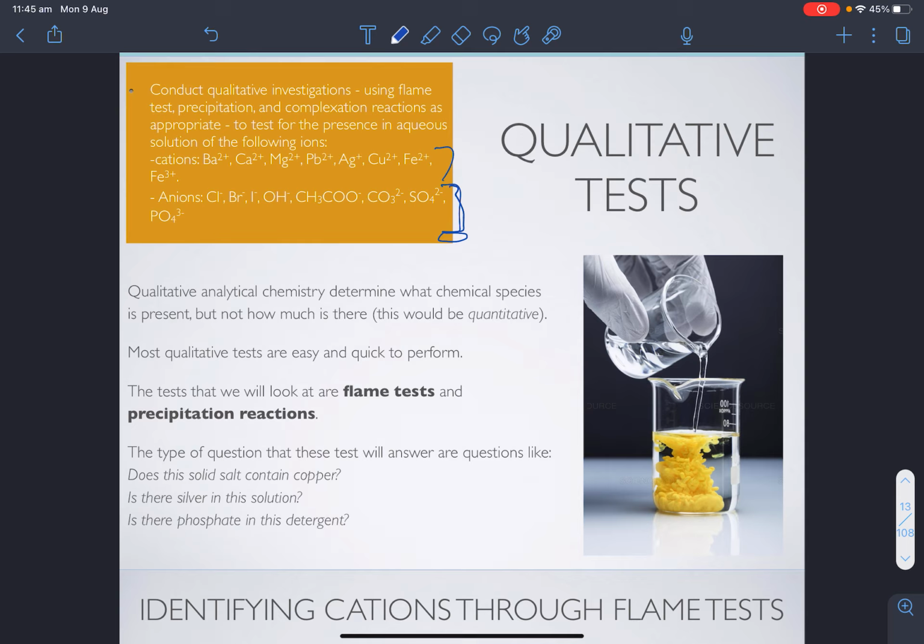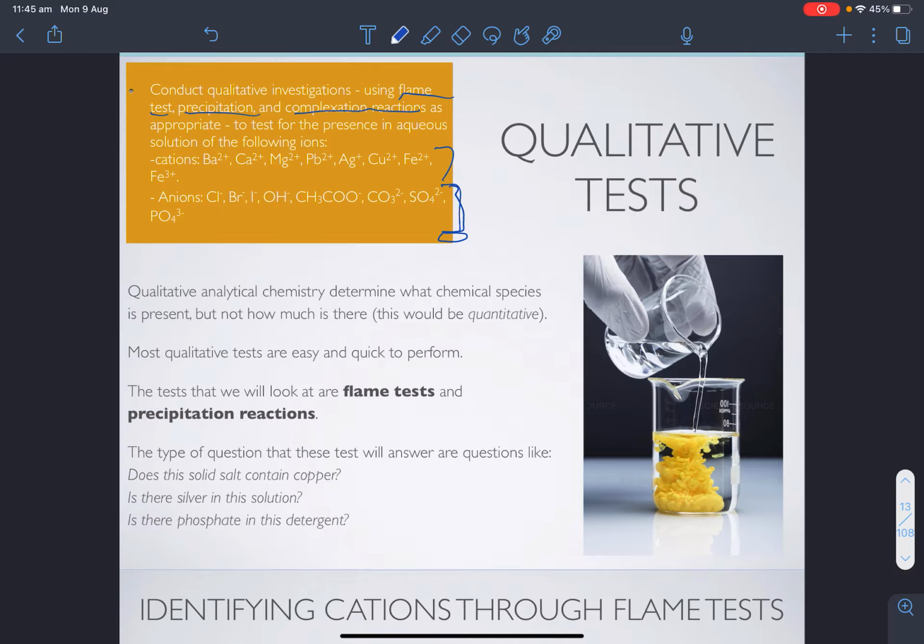Okay, so 3 processes: flame tests, precipitation and complexation reactions. Precipitation and complexation reactions I've grouped together. So first we're just going to talk about flame test, and we've already done that in module 1 of year 11, where we talked about the structure of the atom and how electrons are absorbed and emitted.